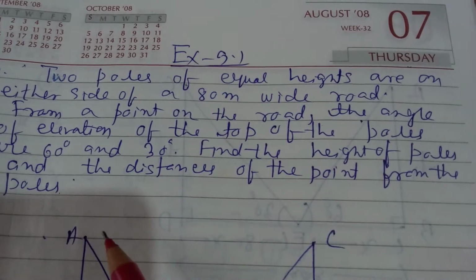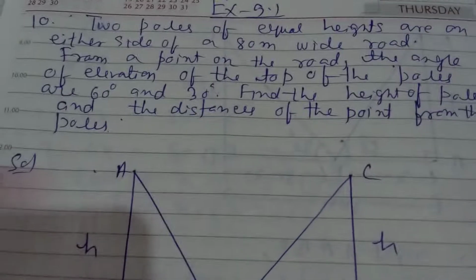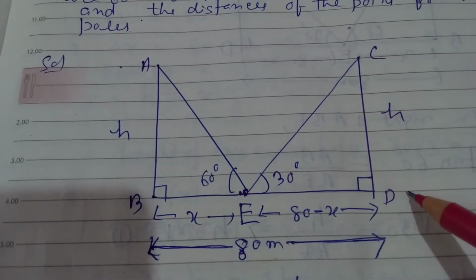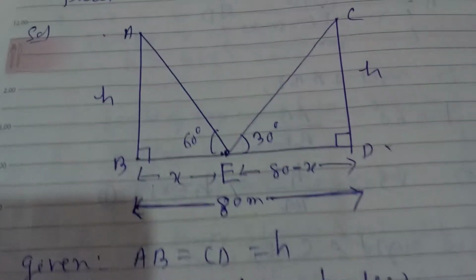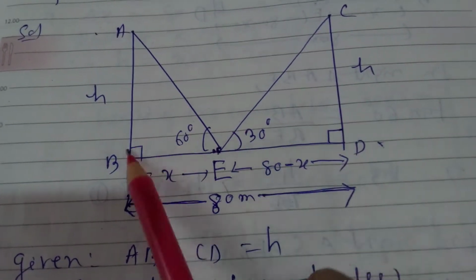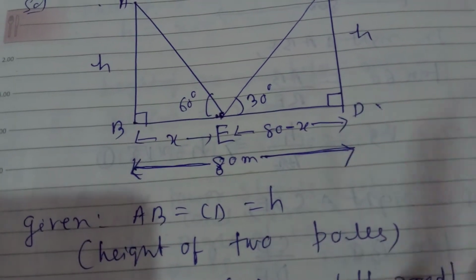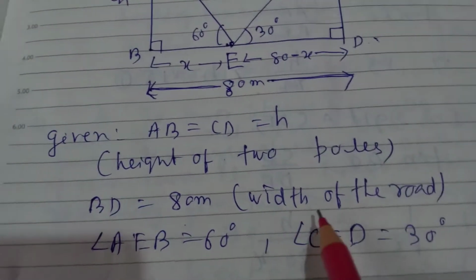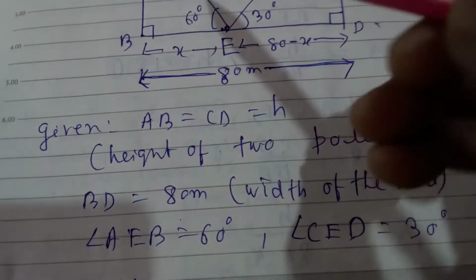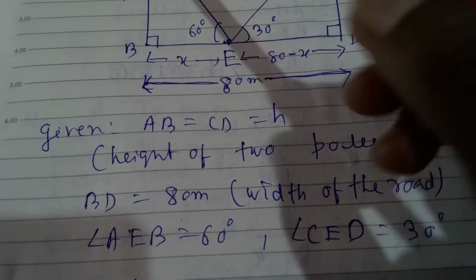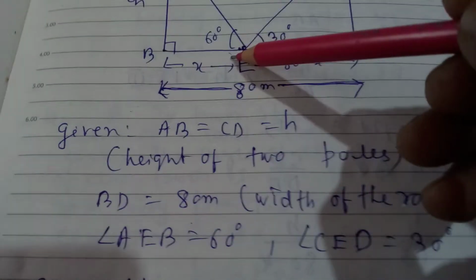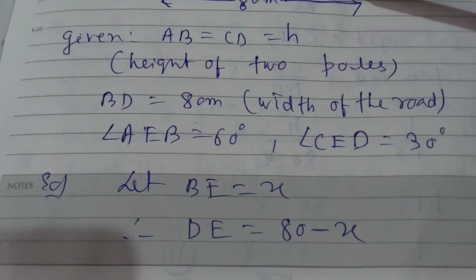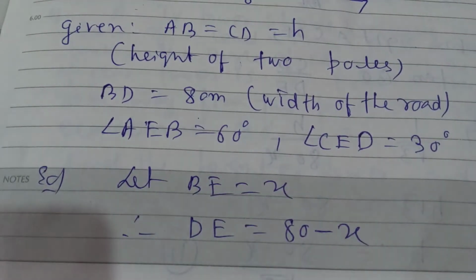Okay, now look at the figure. Now you try to understand. At first, AB and CD are two vertical poles. So AB equal to CD equal to H, we have taken as the height of the two poles, and BD equal to 80 meter, the width of the road. Okay, and E is a point on the road, and angle AEB equal to 60 degrees and angle CED equal to 30 degrees. Okay, now look how I have done.